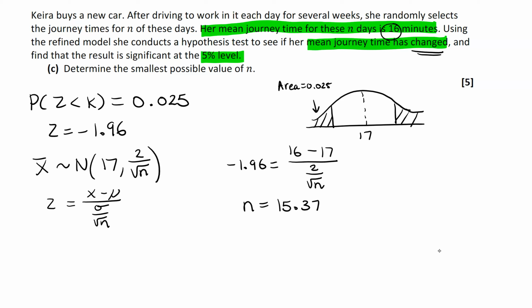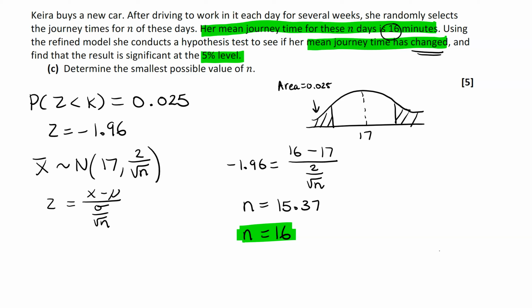Now, however, we can't obviously have 15.37 in our sample. And it might be tempting to round this down to 15. But what happens with sample standard deviations is the more values you take, the closer you expect to be to your mean. So we can't round down here. We're going to have to round this up to 16 in this case. And that would be our answer.